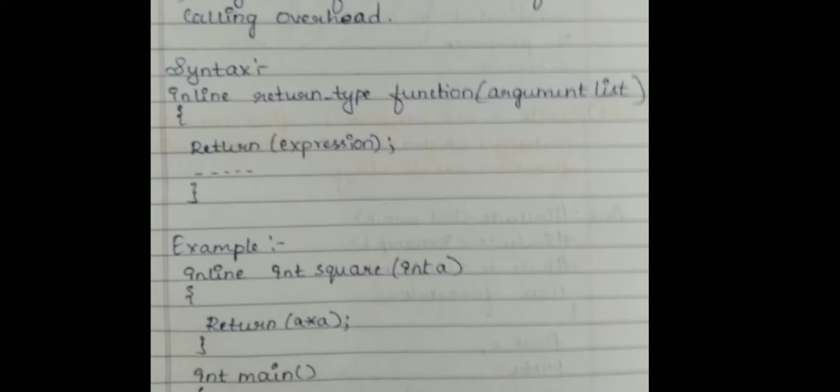In order to understand, first see the example here. You can see two things. One, inline int square of a. Int is the return type, square is the function name, and the argument list is a. Before this, I always tell how the function header will be: return type, function name and argument list. Before the return type, the inline keyword is there. You should observe that.